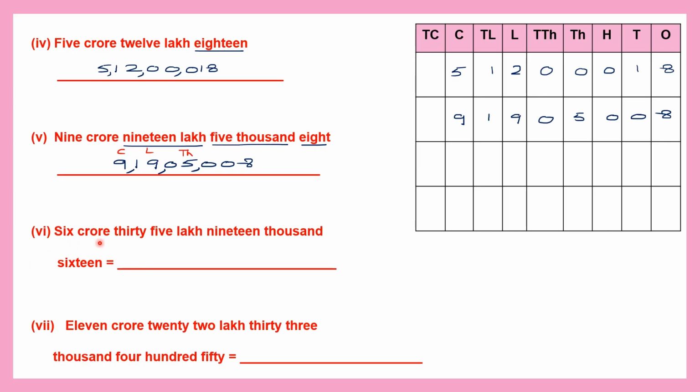Question 6. 6 crore. So in the crores place, we're going to put 6. Then we have 35 lakh. So 35 in the lakhs period.